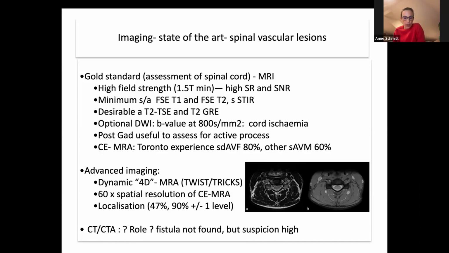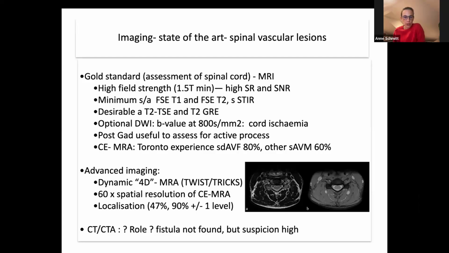As a minimum, what we do is a sagittal and axial T1 and T2, and also a STIR, which is quite useful because it suppresses fat signal. It allows you to assess the intrinsic architecture of the spinal cord better. So if there's any spinal cord lesions, if there's any edema, if there's any infarcts, you would be able to see them better than on a normal T2 and T1.